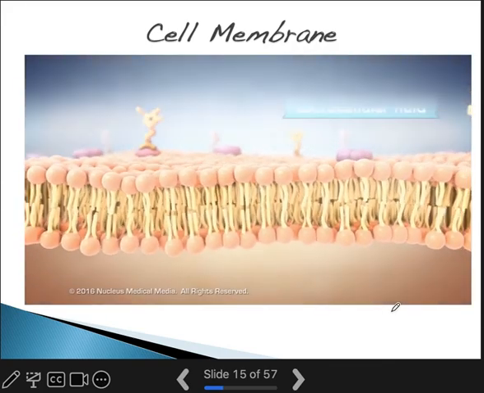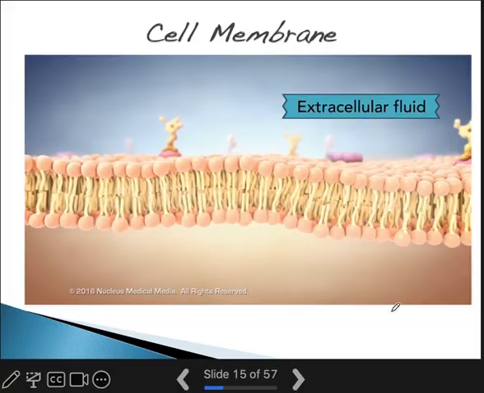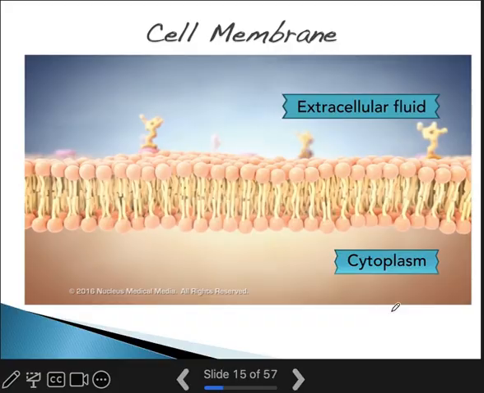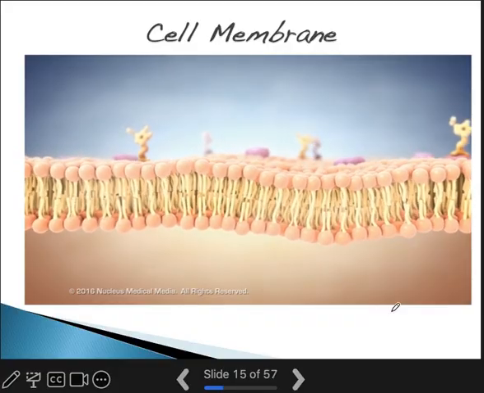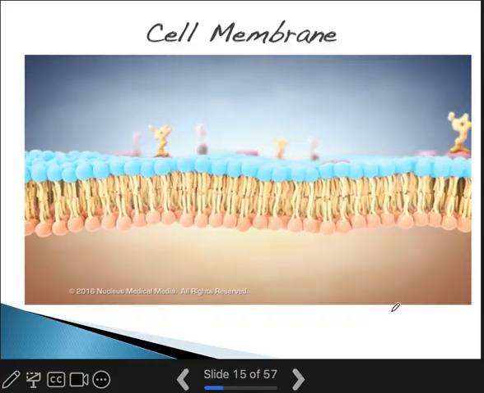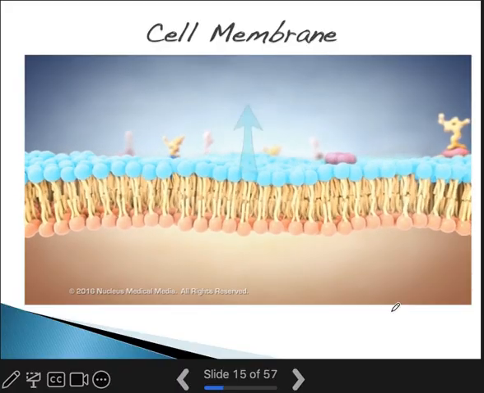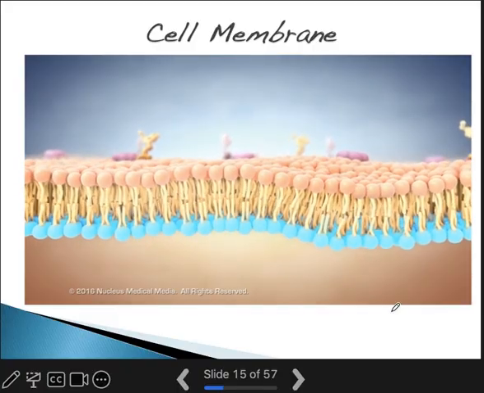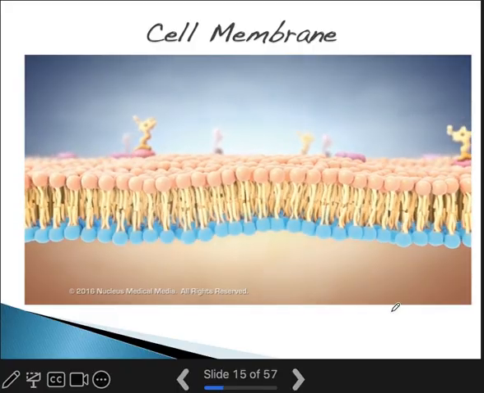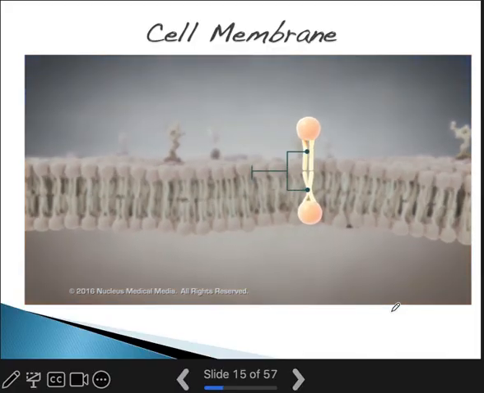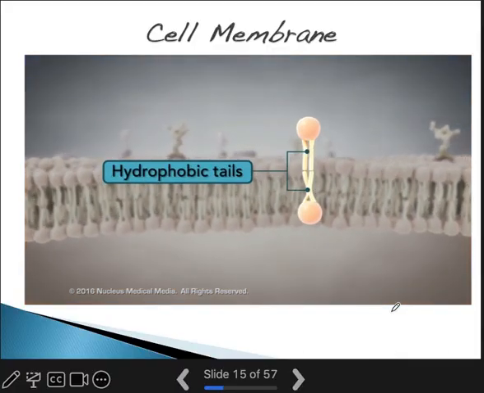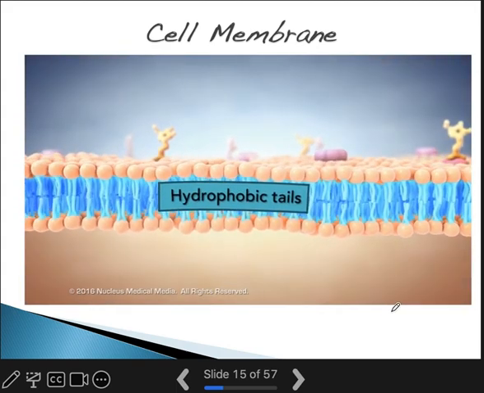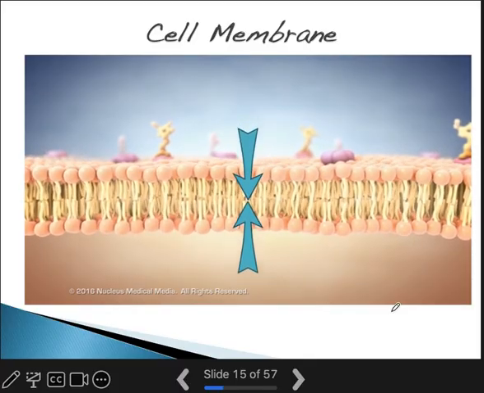Both the extracellular fluid, meaning fluid outside the cell, and the cytoplasm inside the cell are mostly made up of water. So the hydrophilic phospholipid heads of the outer layer will be oriented toward the extracellular fluid, and the heads of the inner layer will be oriented toward the cytoplasm. The phospholipid tails are hydrophobic, which means watery areas repel them, so they orient toward each other in a direction as far away from the watery content as possible.